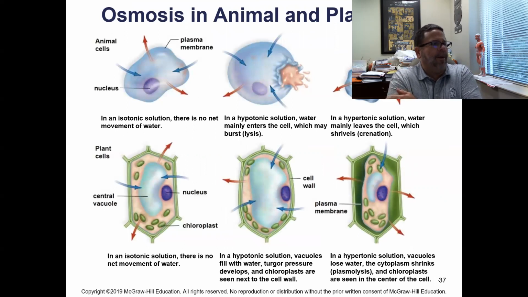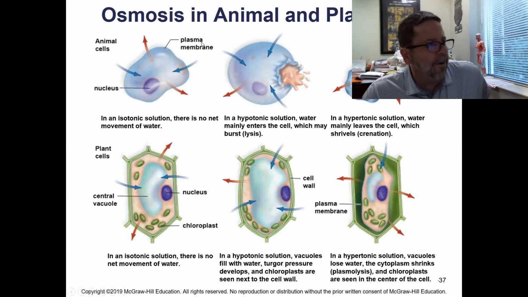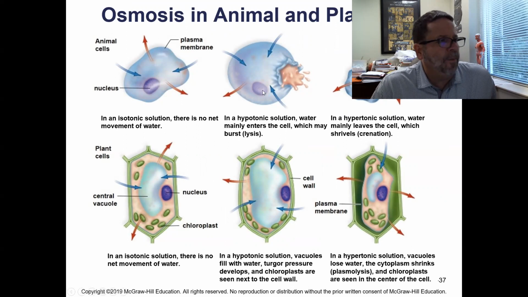You can take a cell and put it in an isotonic solution, and water flows in and out equally. If you put it in a hypotonic solution, meaning the water is less concentrated and the cytoplasm is more concentrated, then the water will come in and we'll get the lysis or blowing up of the cell. If you put a cell in a hypertonic solution, meaning there's more dissolved solids out here, that sucks the water out and we get crenation or shrinking.